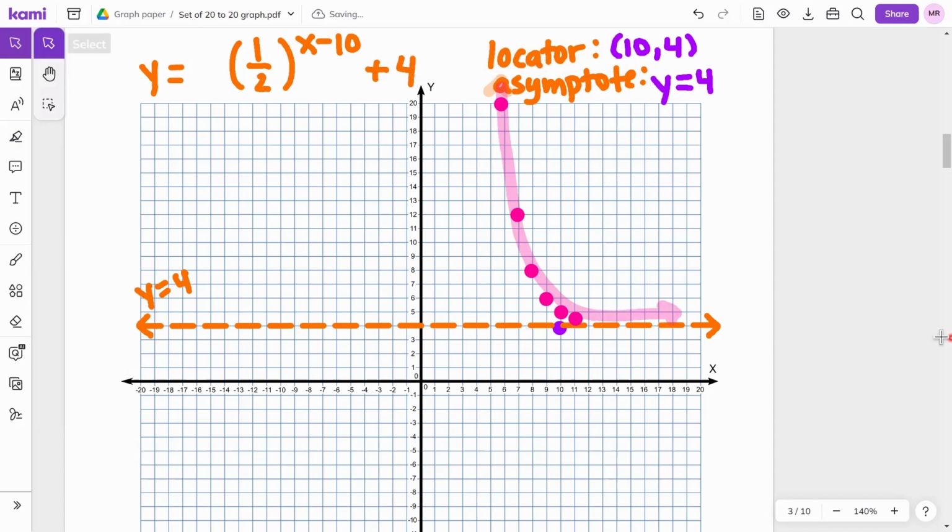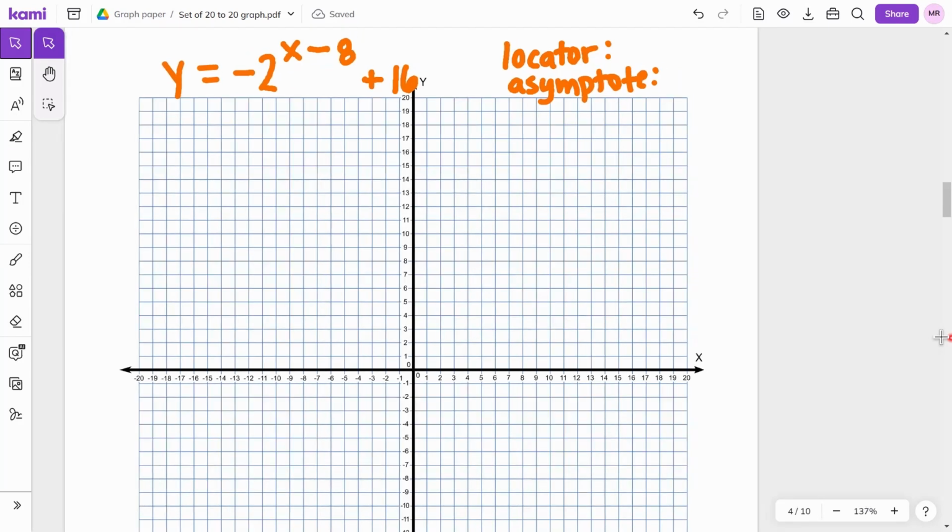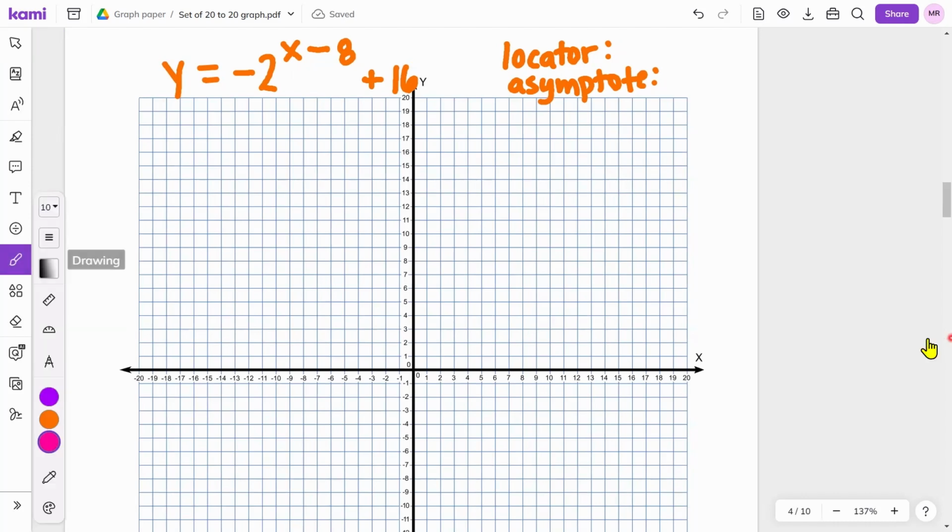Okay. Now let's try it with a stretch with an A. Oh, actually, let's just try with a negative in front first. Okay. So that negative is just going to flip it because that's not a negative 2 to a power. It's a negative and then 2 to a power. So my 2 is being raised to a power and then being times by a negative.